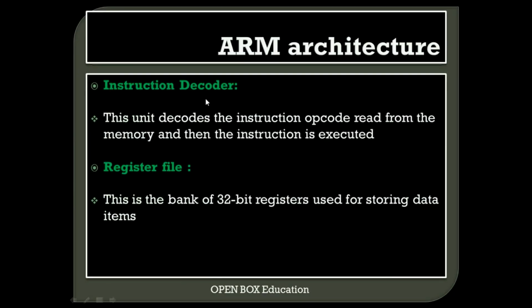Next is the instruction decoder. This unit decodes the instruction opcode read from the memory, and then the instruction is executed. That is the decode unit: it decodes the instructions which are read from the memory, and after that it executes that instruction. So this is about the instruction decoder.